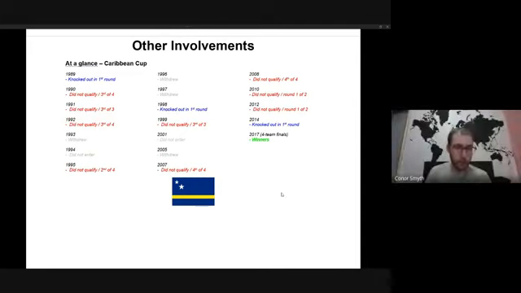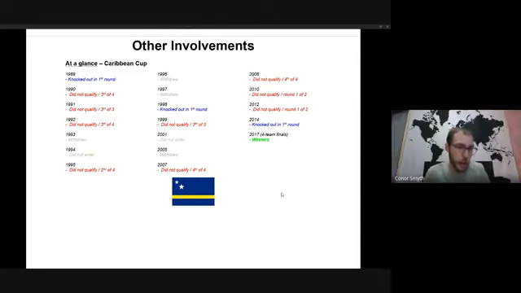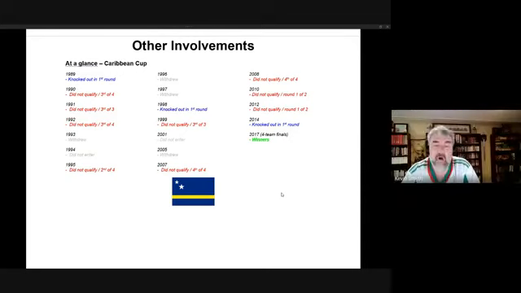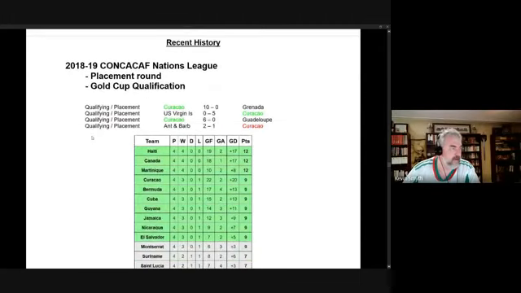No, that's interesting. And I think even currently, Patrick van Aanholt was another player with links to Curacao who's playing for the Dutch national team. Oh, really? Oh, okay. Yeah. So generally, if they don't make the Dutch national team, then they have this fallback option, which some of them take. Let's move on to the recent history, and Connor's going to take us through the Nations League.